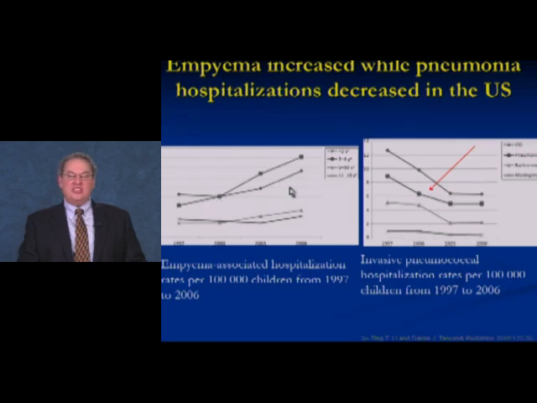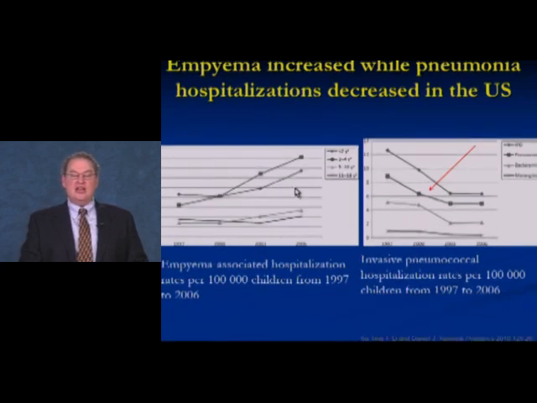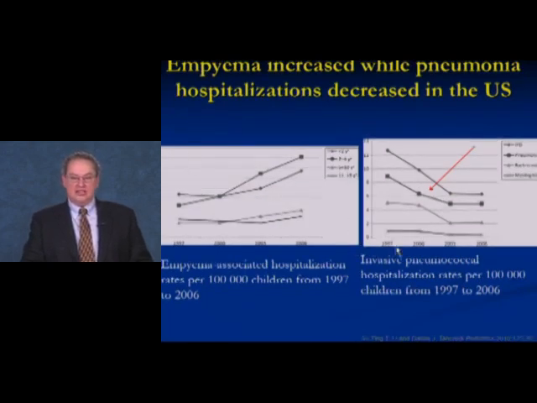At the same time this is happening, this is the same graph that I showed you on the previous slide with the empyema-associated hospitalization rates. At the same time here, pneumonia, seen with this line with the squares, the rates of pneumonia hospitalizations have actually been decreasing. And this is here on the x-axis, 1997, the most recent data point collected in 2006.